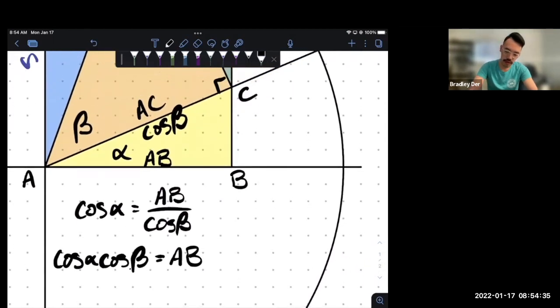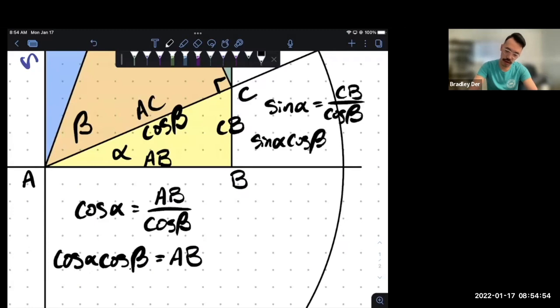We can do a similar thing over here. If I want to know CB, then that would be, as we've seen before, sine for the opposite side from the angle. Sine alpha is equal to the opposite over the hypotenuse, or sine alpha cosine beta is equal to the side length CB.